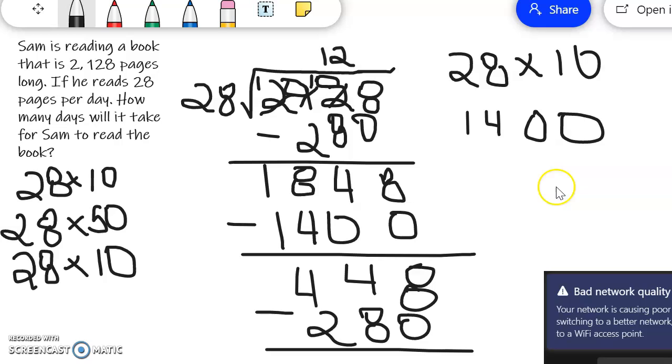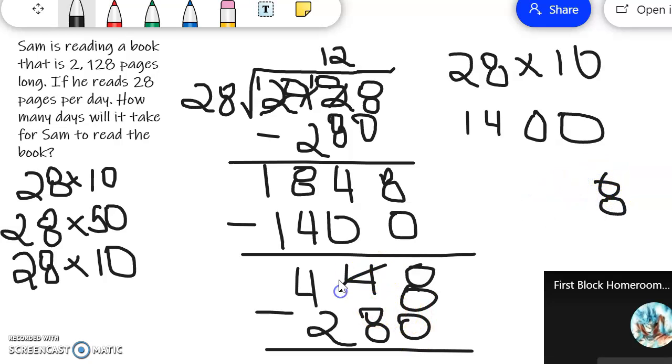8 subtract 0 is 8. Can 4 subtract 8? 4 becomes a 14. What's 14 subtract 8? And what's 3 subtract 2? So now I got 168 left. Now I can go down to even smaller numbers, can't I? I can go away from powers of 10, and now I can do numbers that are less than 10.